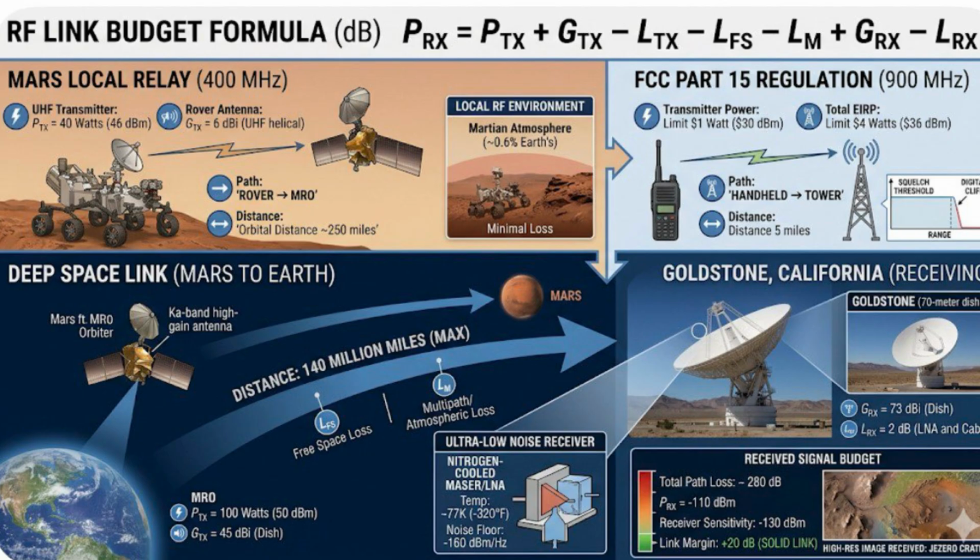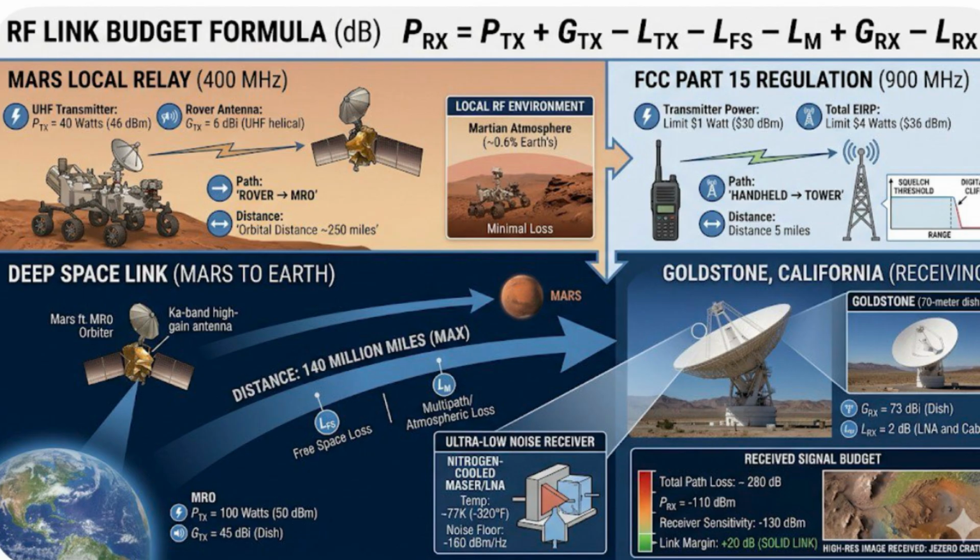Once the data reaches the orbiter, the link budget enters the big leagues for the trek from Mars to Earth. We are talking about a distance that can exceed 200 million miles. To bridge this gap, the orbiter uses X-band or Ka-band frequencies and high-gain dish antennas to beam the data toward the Deep Space Network, DSN, on Earth. Because the signal spreads out so much over those millions of miles, the power reaching Earth is infinitesimally small, often much weaker than the energy of a digital watch battery.